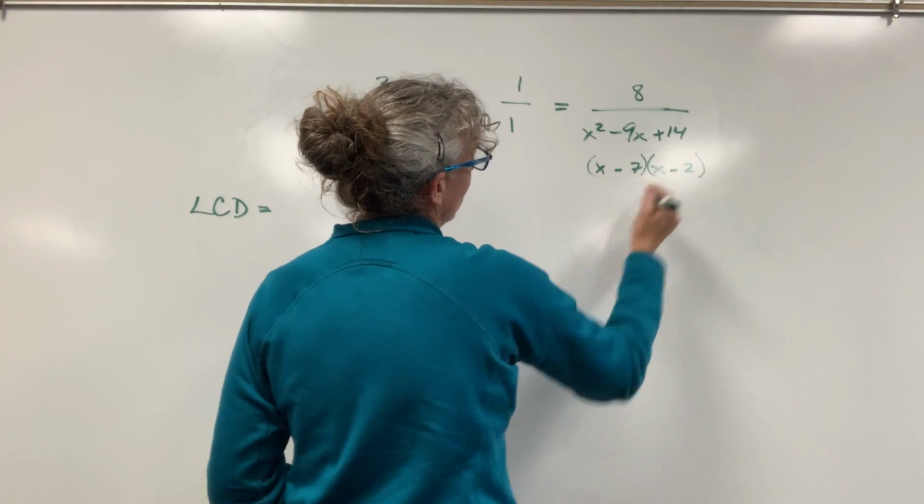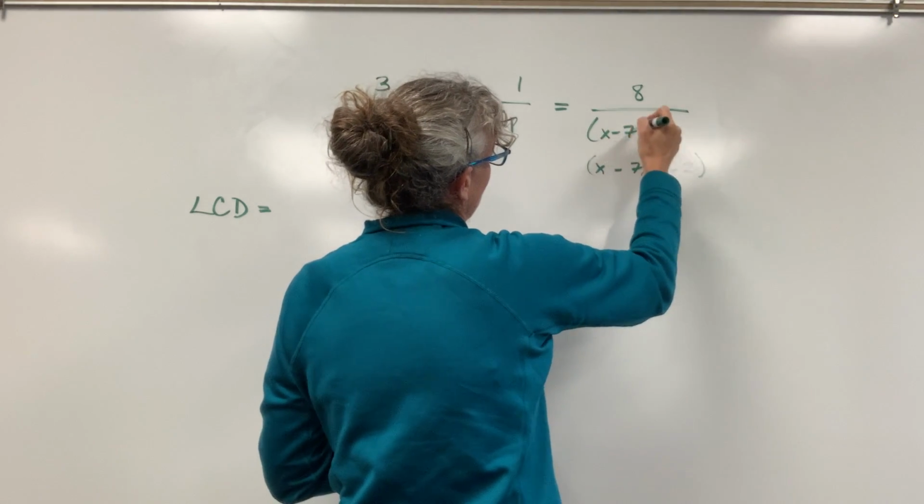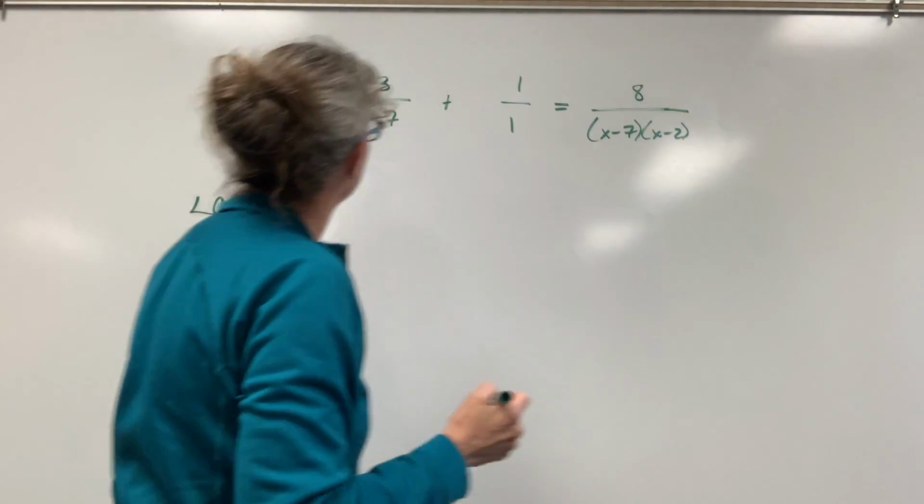Sure, if I did a negative 7 and a negative 2, right? So let me rewrite it up here. I'm just trying to make it nice and neat so it's easy to understand. So I factored that there, okay?